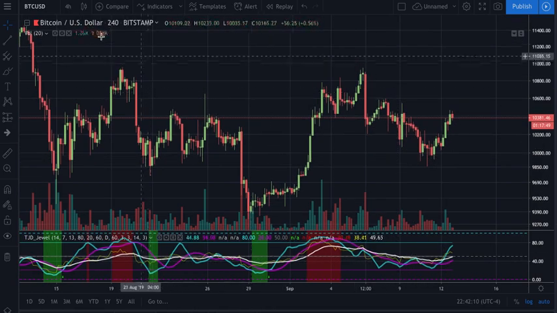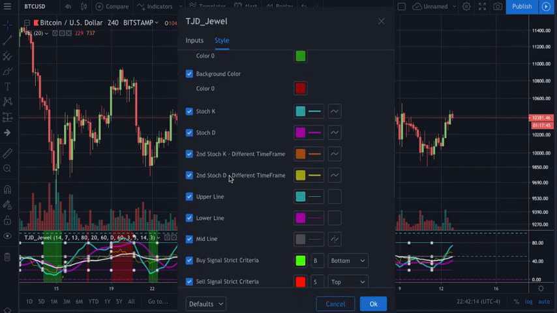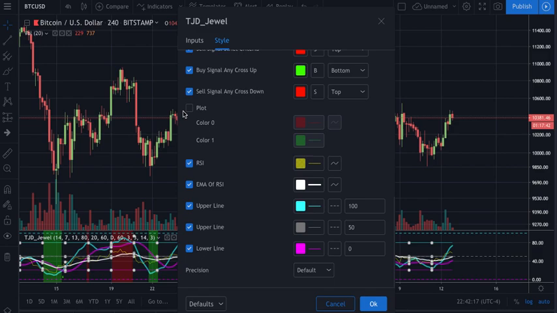And again, you can trade this however you want. Obviously, this is not financial advice. I'm just telling you essentially how I use it and breaking down the independent parts of it so you can get a better idea as to what's going on here.